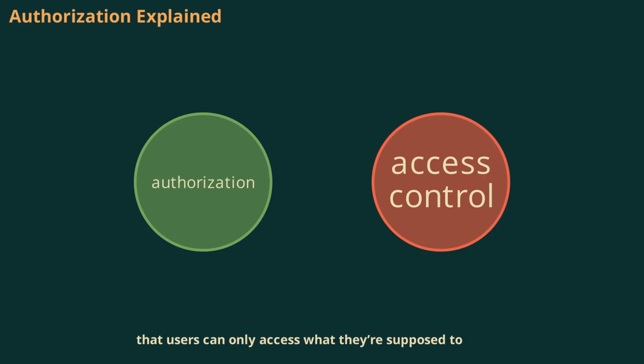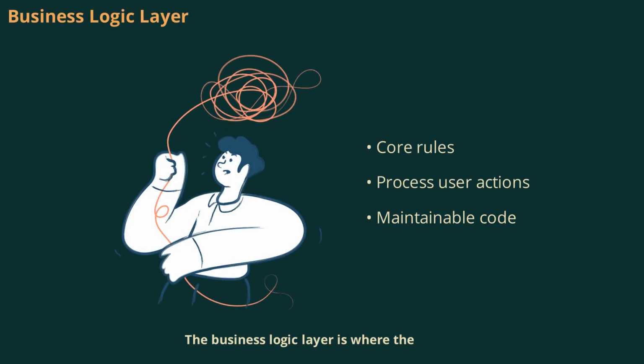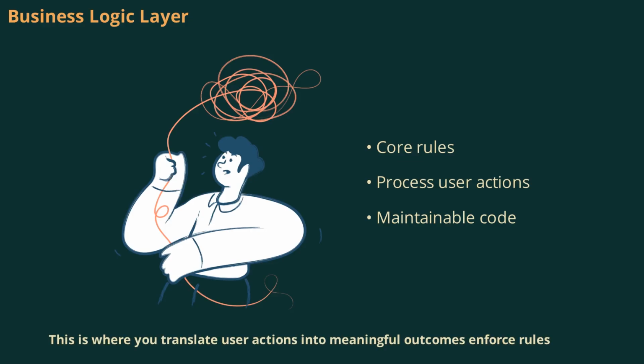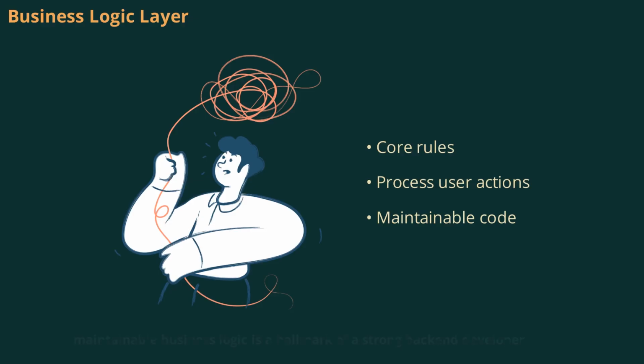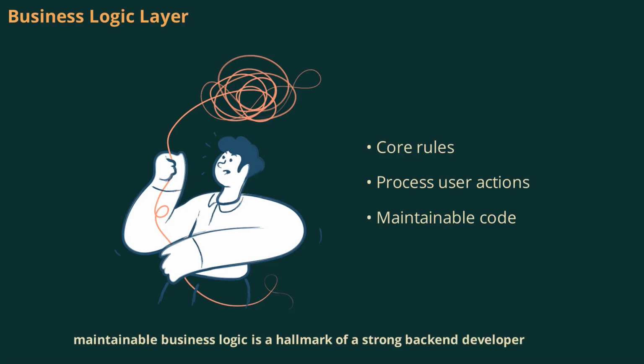The business logic layer is where the core rules and processes of your application live. This is where you translate user actions into meaningful outcomes, enforce rules, and handle complex workflows. Writing clean, maintainable business logic is a hallmark of a strong backend developer.